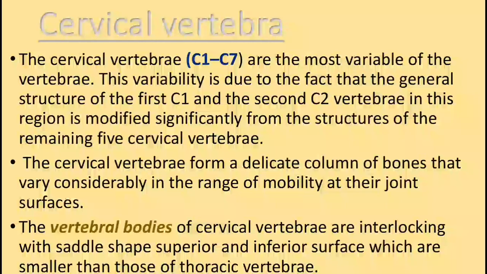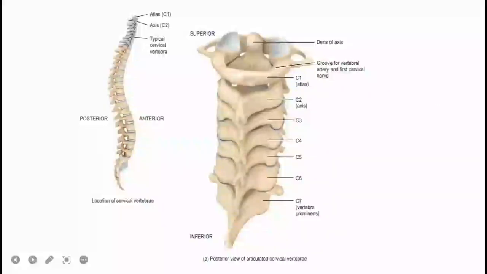their joint surfaces. The vertebral bodies of cervical vertebrae are interlocking with saddle-shaped superior and inferior surfaces, which are smaller than those of the thoracic vertebrae. So their location is at the most proximal part of the vertebral column. And the first one is the axis.